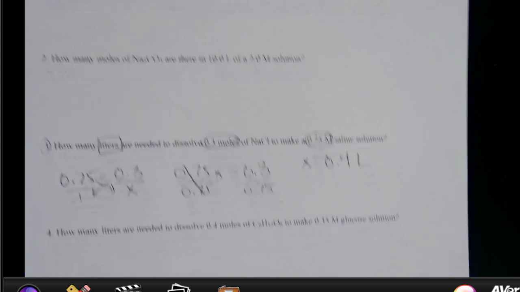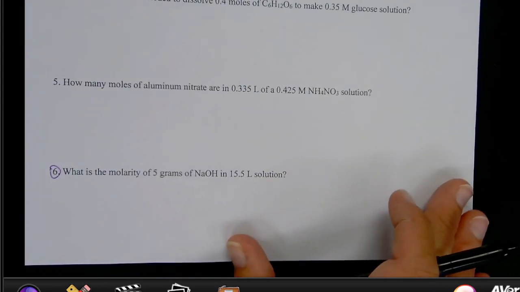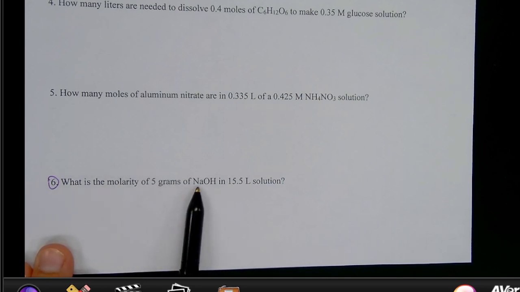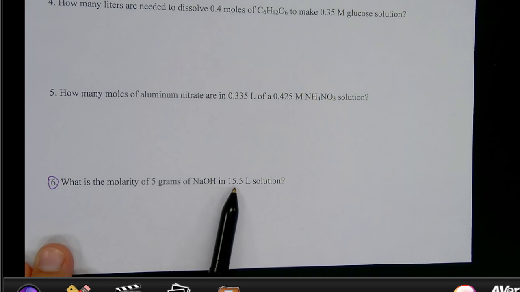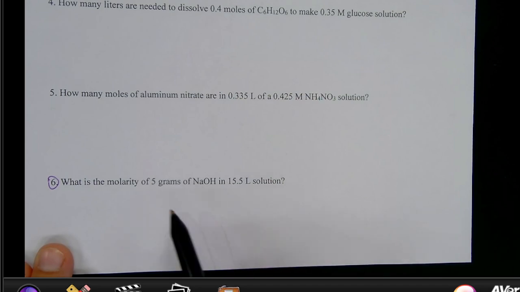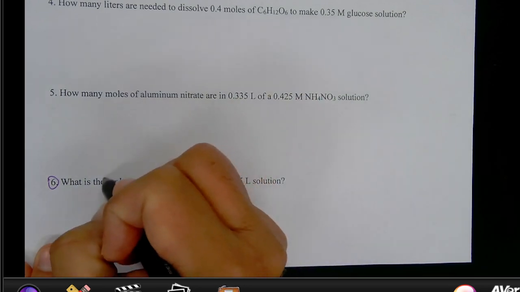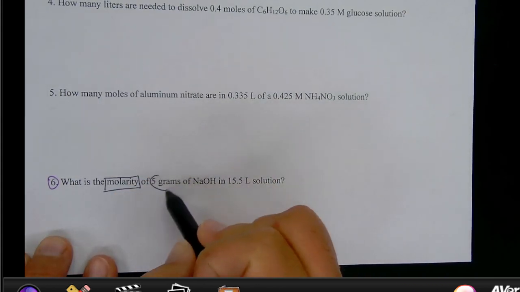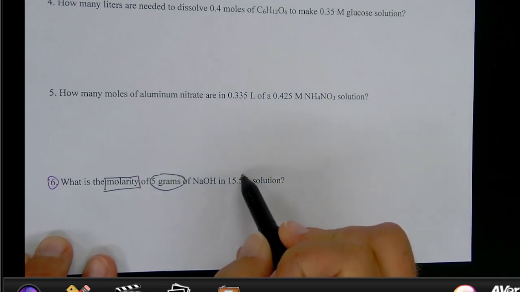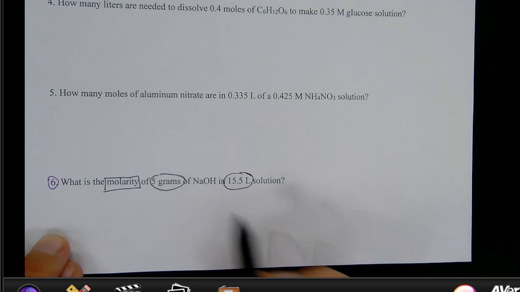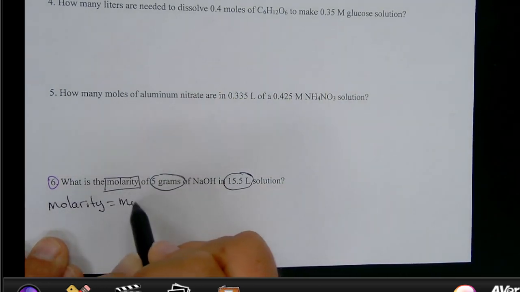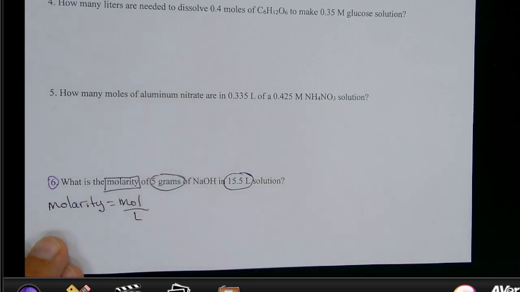All right, I'm also going to do number 6 here. Okay, so it says, what is the molarity of 5 grams of sodium hydroxide in 15.5 liters solution? Okay, so notice we are looking for a molarity. The stuff we have is 5 grams, and we have 15.5 liters. Again, our molarity equals moles divided by liters, okay?